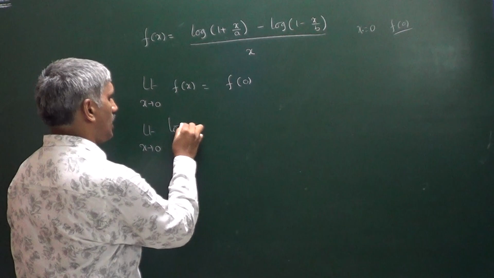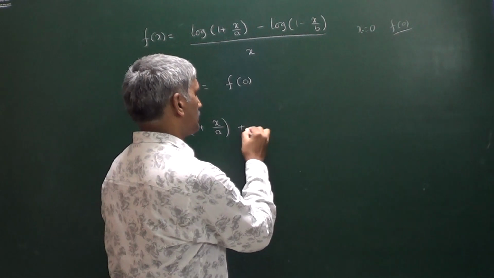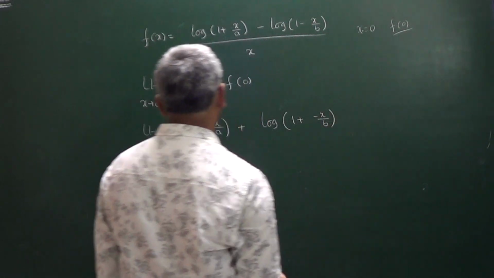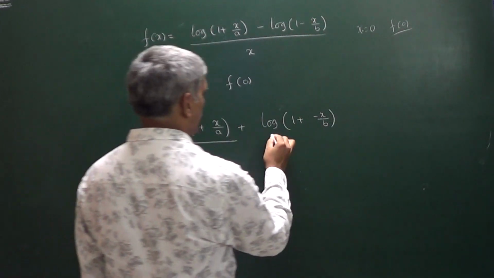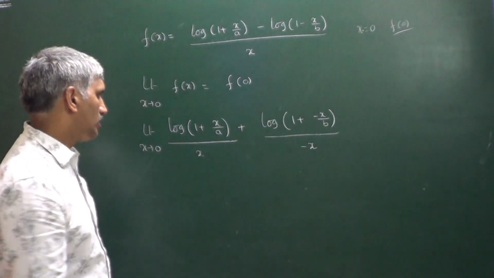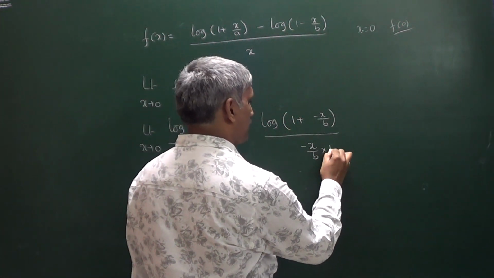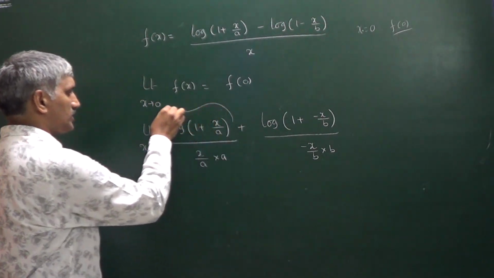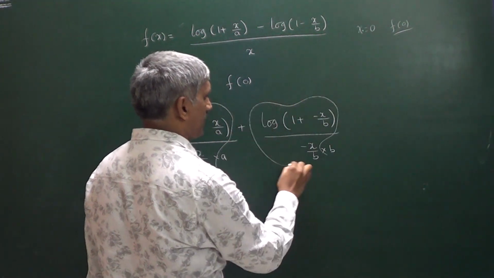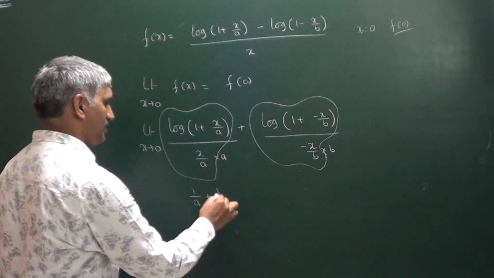What is f of x? Logarithm of 1 plus x by a, plus logarithm of 1 minus x by b, whole divided by x. Here also whole divided by x, because this minus I removed here and written here. Now multiply with a, divide with a, multiply with b, divide with b. Now observe here, log 1 plus x divided by x, you will get 1. Here also log 1 plus x divided by x, you will get 1. So we are getting 1 by a plus 1 by b, right?